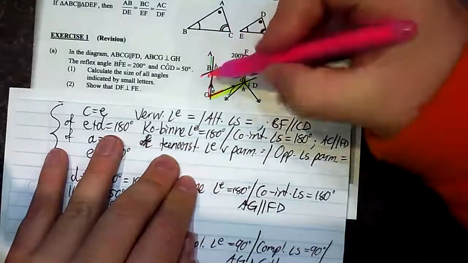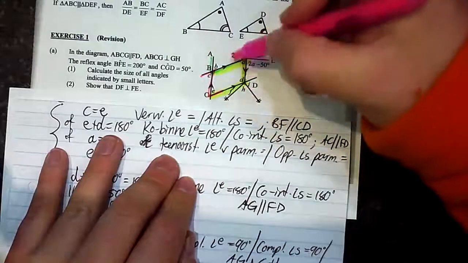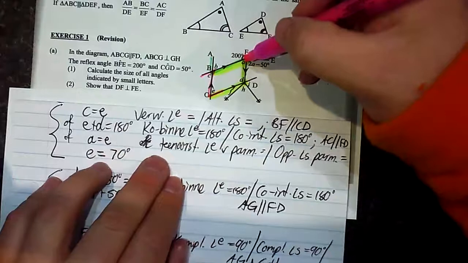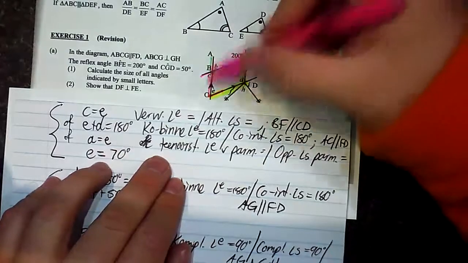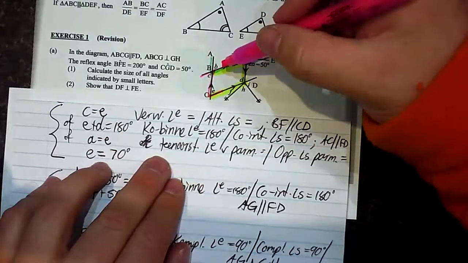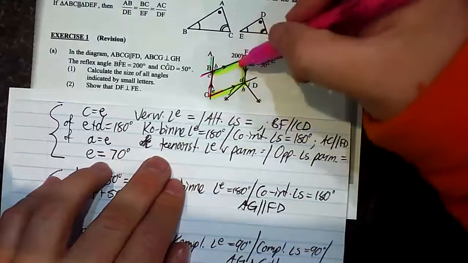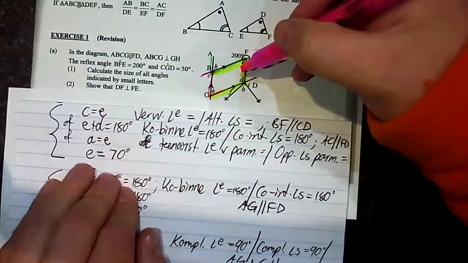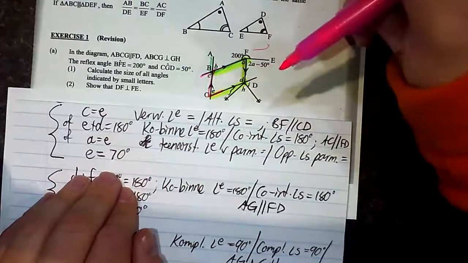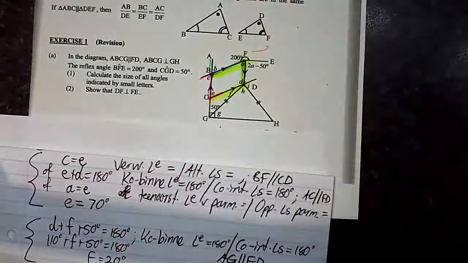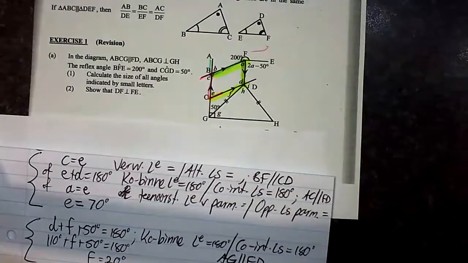You could have also said E en A, hulle is teenoorstaande hoeke van 'n parallelogram wat ook gelyk moet wees. Twee pare teenoorstaande sye parallelogram, reg? Okay? So A and E are equal, 70 degrees. Right, so you had three options there. Okay, good. Now going on to F. We don't see anything there relating to F, do we?